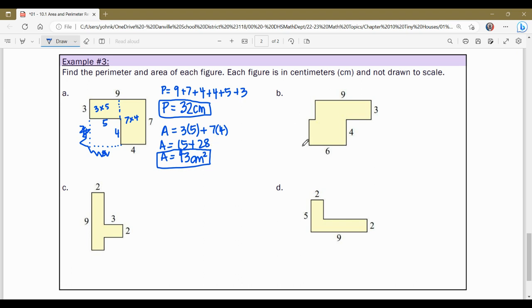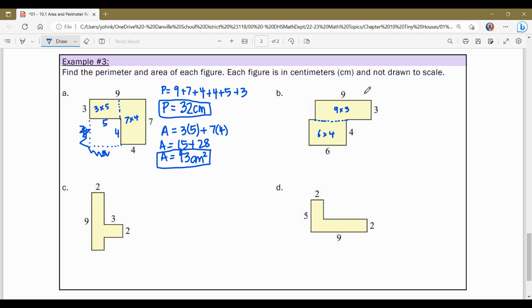All right, let's take a look at B. Let's see. So I kind of see two rectangles when we do area. I'm thinking we're going to chop it this way. Let's see, this top rectangle is a 9 by 3. And this rectangle in the bottom is a 6 by 4.